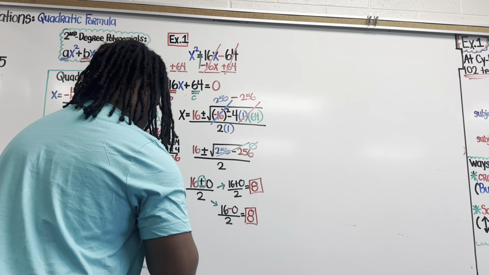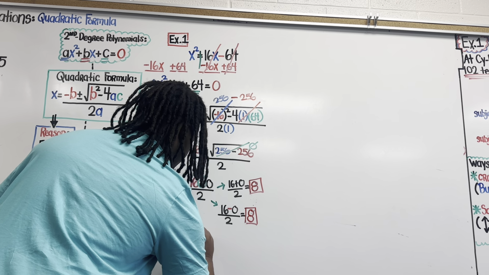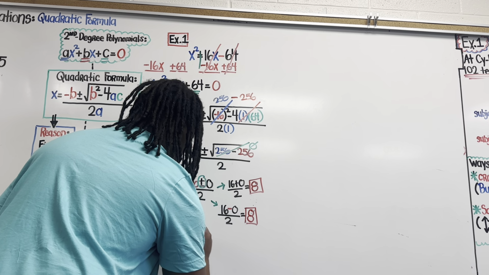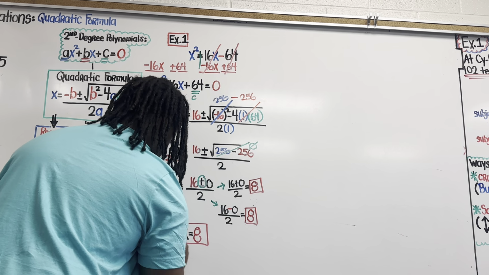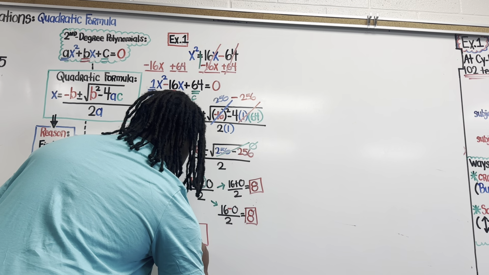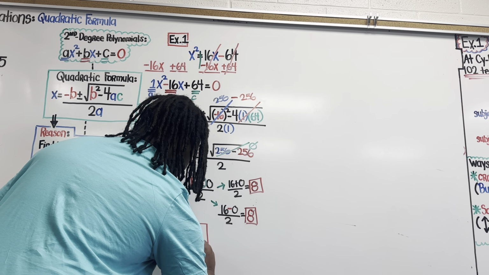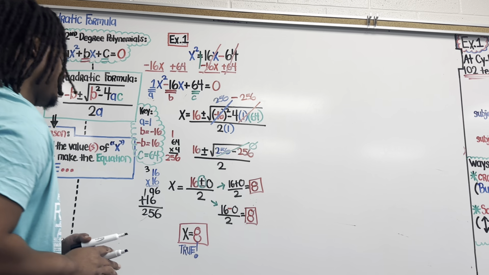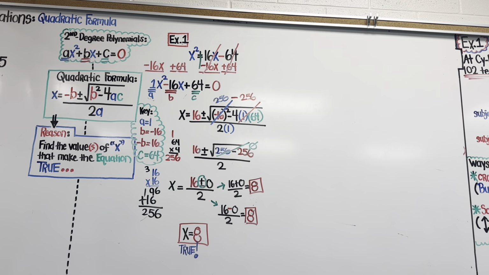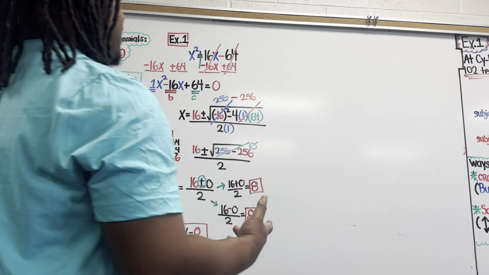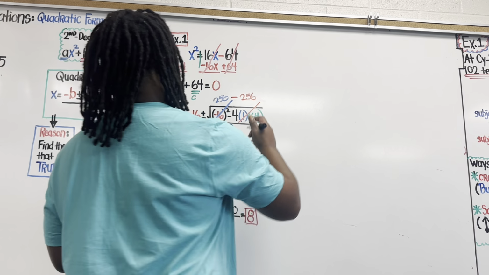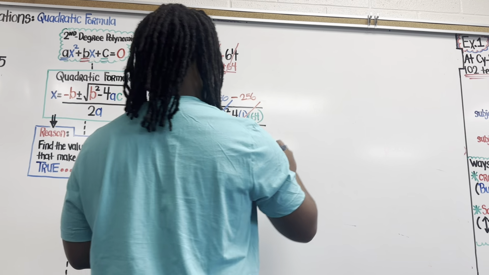So x has to equal a value of 8 in order to make this equation true, or this second degree polynomial true. In order for it to be true, that has to be the value of x. And then real quick, guys, I just want to plug it in to show you that that's actually true. So I'm just going to start off how the function was at first.